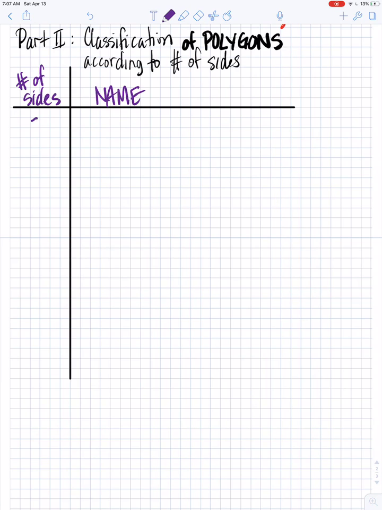So the fewest number of sides that a polygon can have is 3 sides. We can't do it with less than 3 sides. And 3-sided polygons are known as triangles, and we already know how to classify those according to side length and angle measure. And that's fantastic. All right, so we can have a 4-sided polygon. And the name for all 4-sided polygons is quadrilateral.